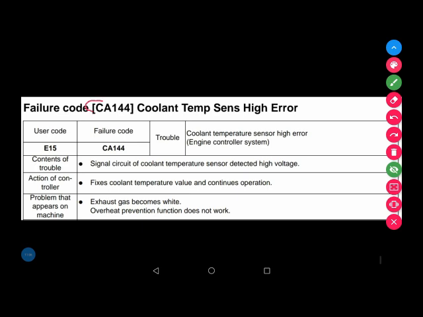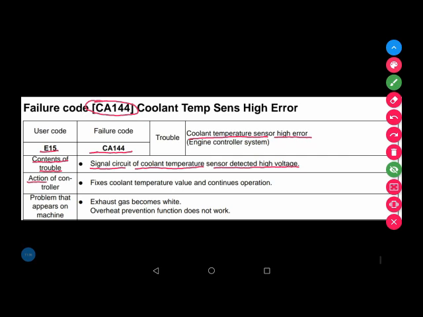If the user code is E15 and the failure code is CA144, what will be the meaning of this code? Coolant temperature sensor high error. What will be the trouble? Why does this code occur? Because the signal circuit of the coolant temperature sensor detected high voltage. The sensor is getting high voltage.